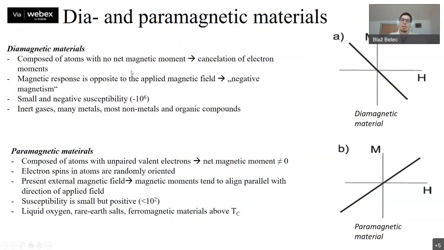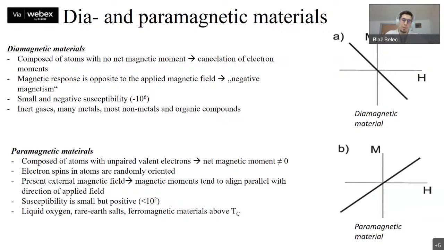So dia and paramagnetic materials, as you can see here. Diamagnetic materials are composed of atoms with no net magnetic moment. So the electron moments cancel each other out. Magnetic response is opposite to the applied magnetic field. We got so-called negative magnetism, small and negative susceptibility, and such response to the magnetic field is expressed by inert gases, many metals, most non-metals, and organic compounds.